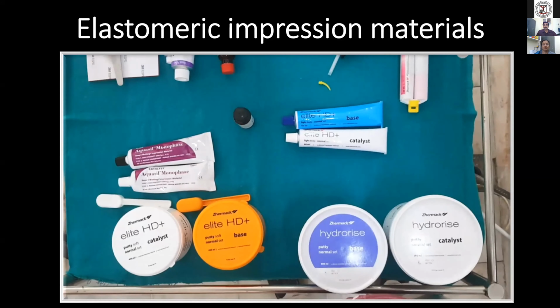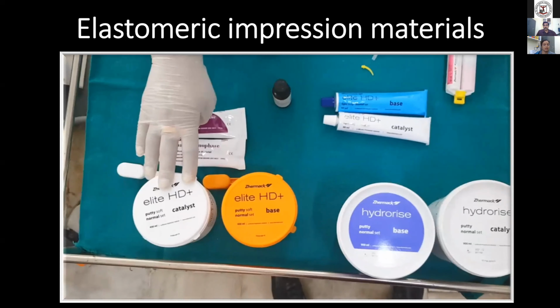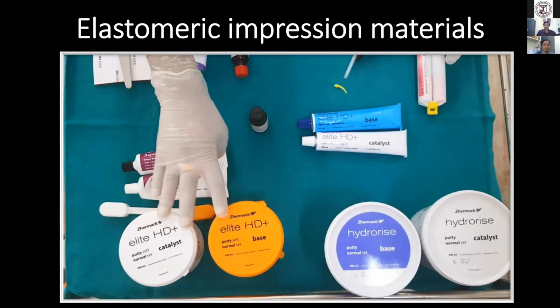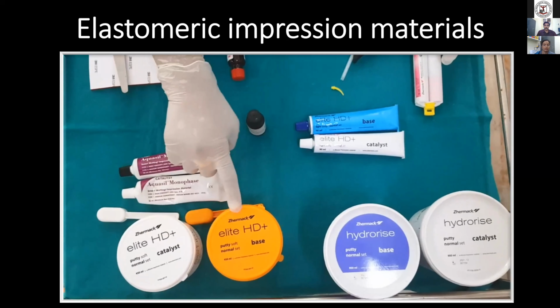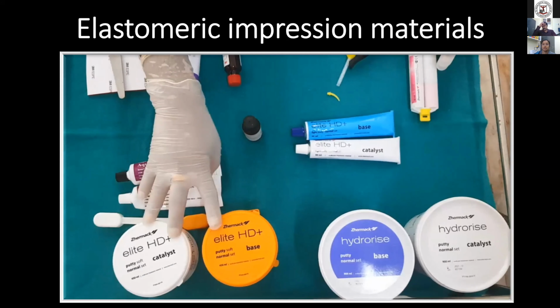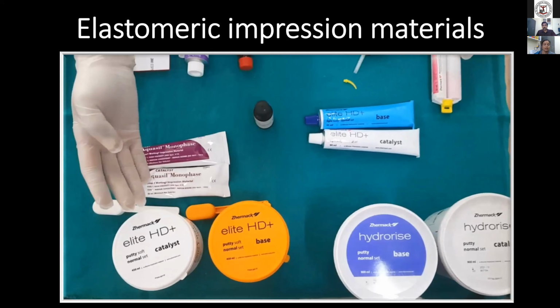These are a few of the elastomeric impression materials available in the market. This is an addition silicone putty material, Elite HD Plus, marketed by the Zhermack company, and this is very economical. Putty material is also available in premium quality. This is Hydro Rise by Zhermack. Here the hydrophobic nature of the material is reduced and flow properties are improved. These are the two materials of addition silicone from the same company. One is economical and the other one is of premium quality.